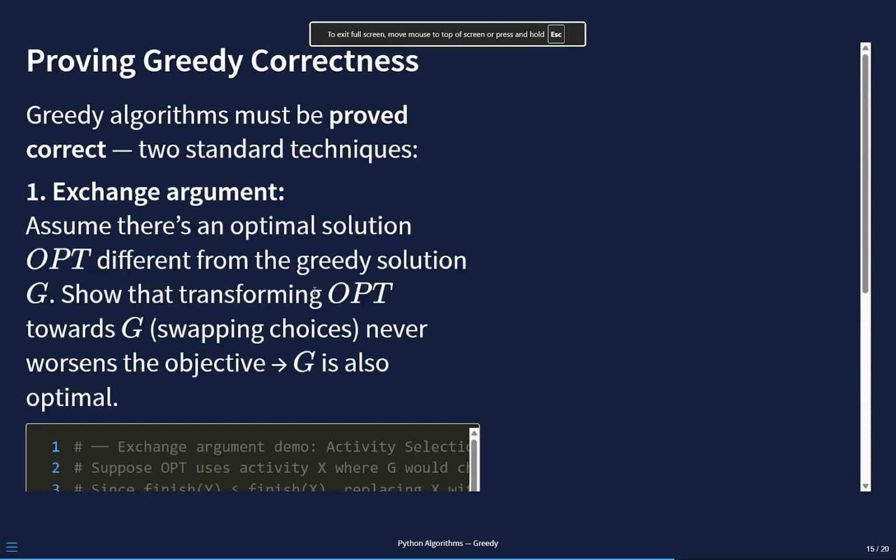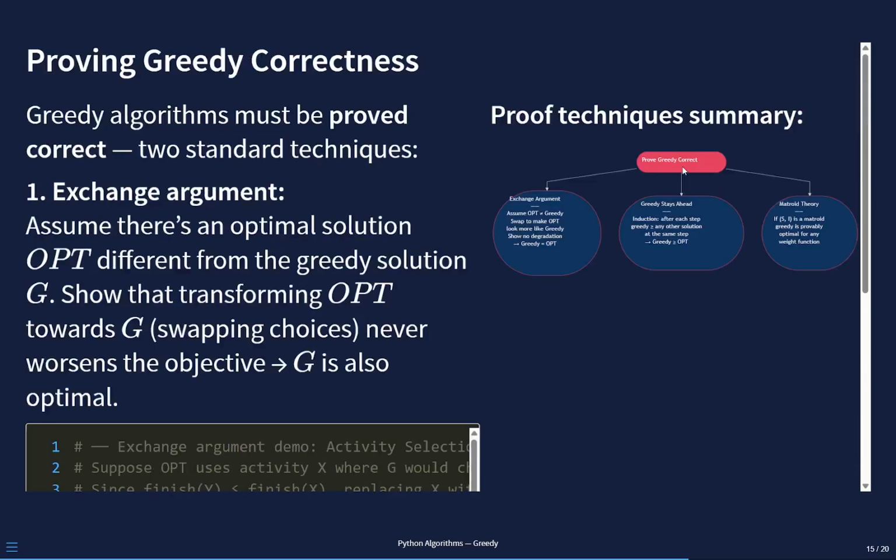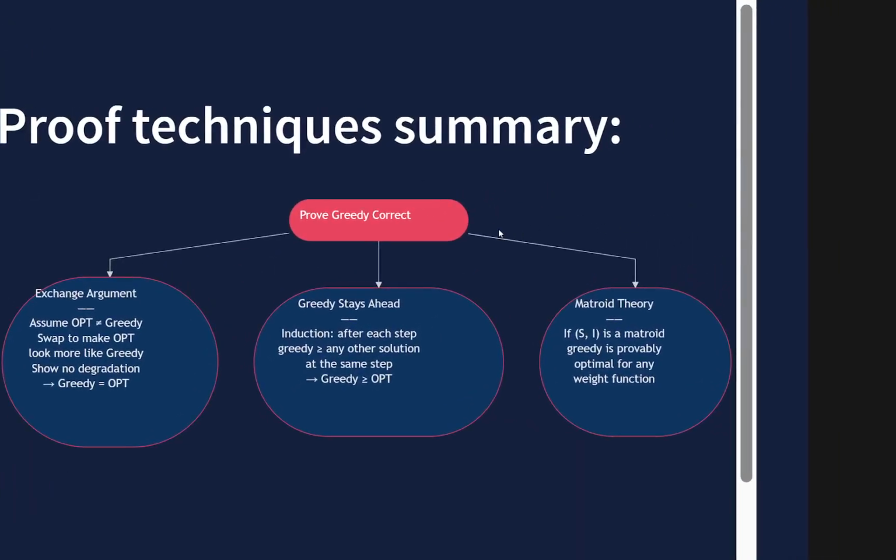We saw it with activity selection. Swap a later finishing activity for our earlier finishing greedy choice. The count remains the same. Applied to job scheduling. Swap an inverted pair. Max lateness doesn't increase. Applied to Huffman. Merge a different pair of leaves. Average code length doesn't improve.